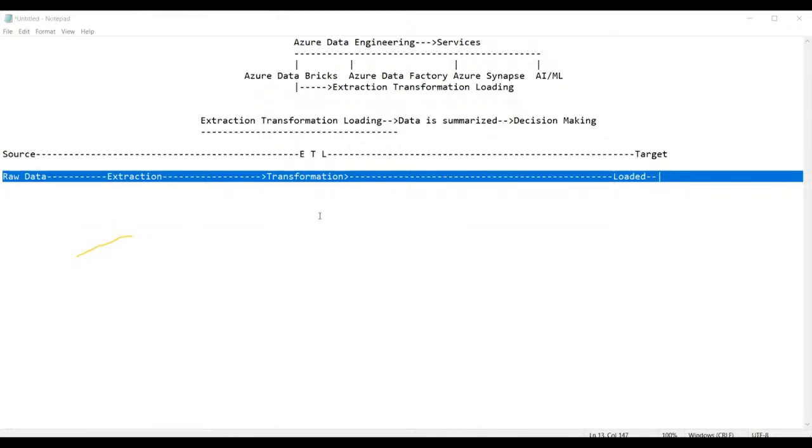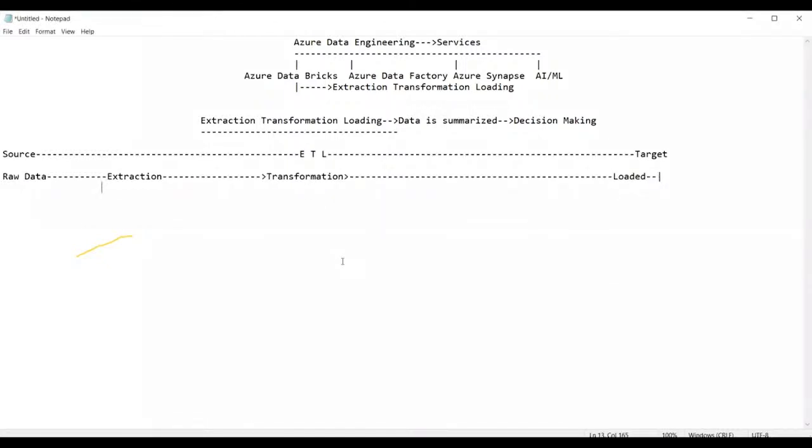Extraction, transformation, and loading is the process of picking up the required data, transforming the data as per the requirement, and ultimately loading the transformed data into the target. Okay, guys, is it clear for everyone what ETL actually is? Yes, guys, I want an answer, please. Okay.